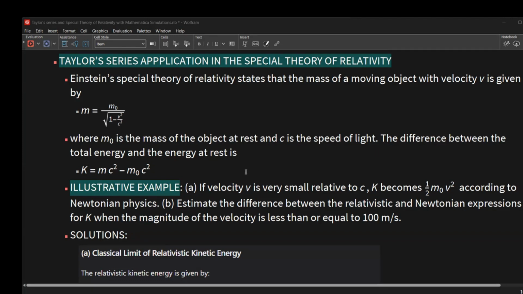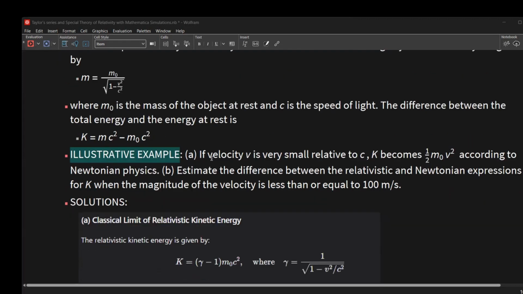And the difference between the total energy and the kinetic energy, the difference between the total energy and the energy at rest, is given by this. So we have an illustrative example here. If velocity v is very small relative to c, the speed of light, the K here becomes one half of the product of the rest mass and the square of the speed of the moving object, according to Newtonian mechanics.